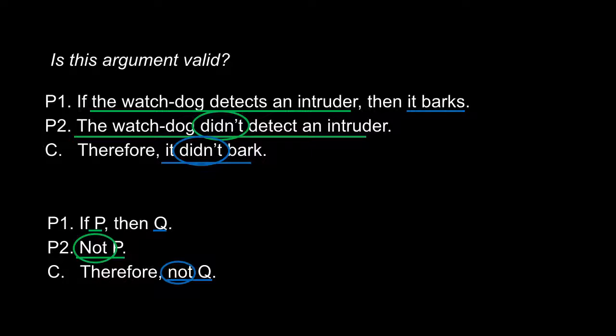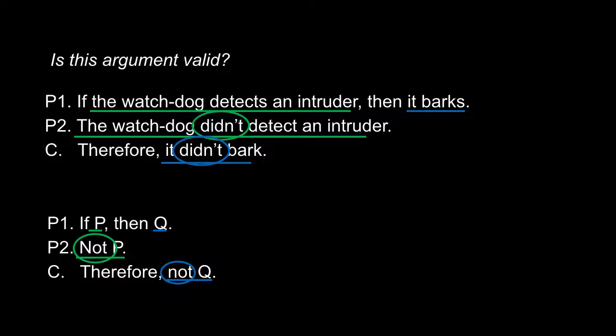So the question we have to ask is whether it's possible that you could have an argument of this form that had true premises and a false conclusion. Well, the answer is yes, you could have an argument like that. In fact, just imagine this very argument under a somewhat different scenario. Imagine that the watchdog is barking at the moon or barking at another dog that happens to be in the vicinity. Then it would be true that the watchdog didn't detect an intruder, but false that it didn't bark.